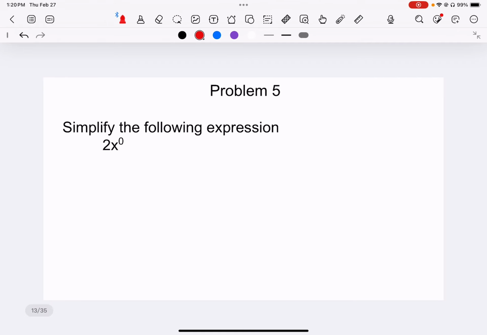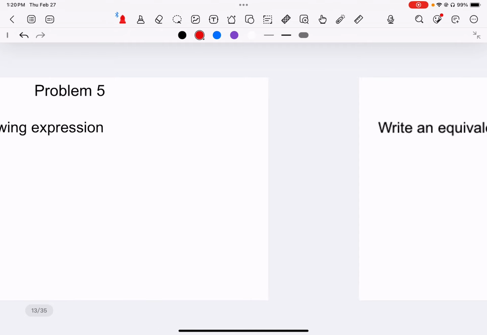Now I have 2 times x to the 0 power. In this case, the x is the only part of the term that's being raised to the 0 power. So I have 2 times x to the 0 power, which is 1, which gives me 2. So this simplified expression would be equal to 2.